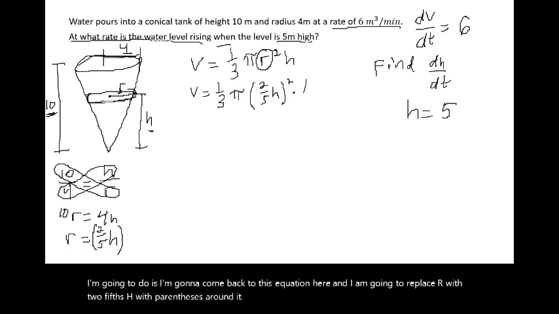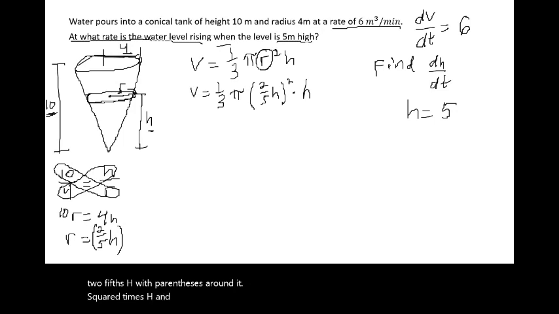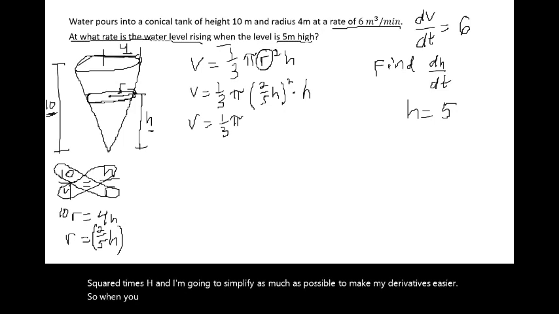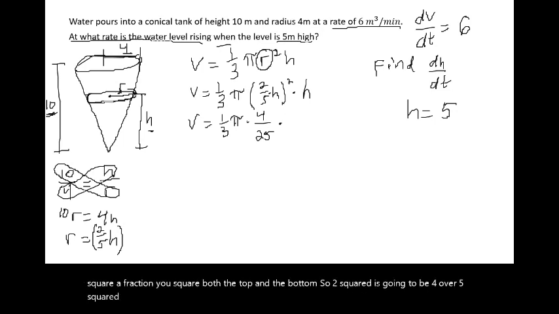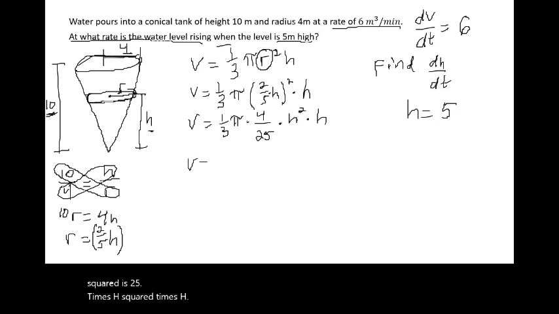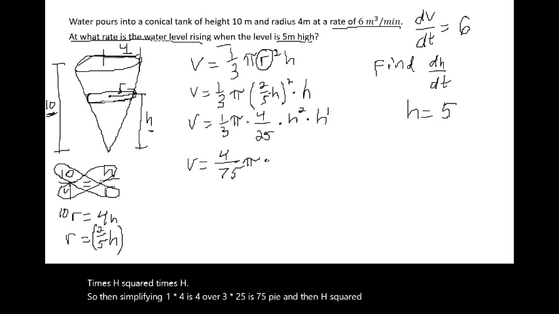Squared times h. And I'm going to simplify as much as possible to make my derivatives easier. So when you square a product, you simply square each part of that product, and when you square a fraction, you square both the top and the bottom. So 2 squared is going to be 4, over 5 squared is 25, times h squared times h. So then simplifying, 1 times 4 is 4, over 3 times 25 is 75 pi, and then h squared times h, add the powers, we get h cubed.